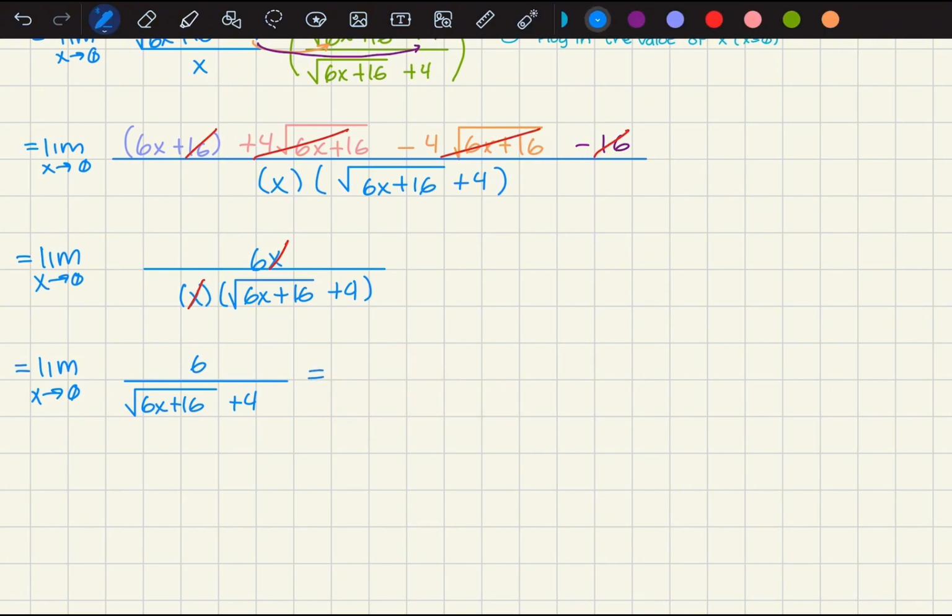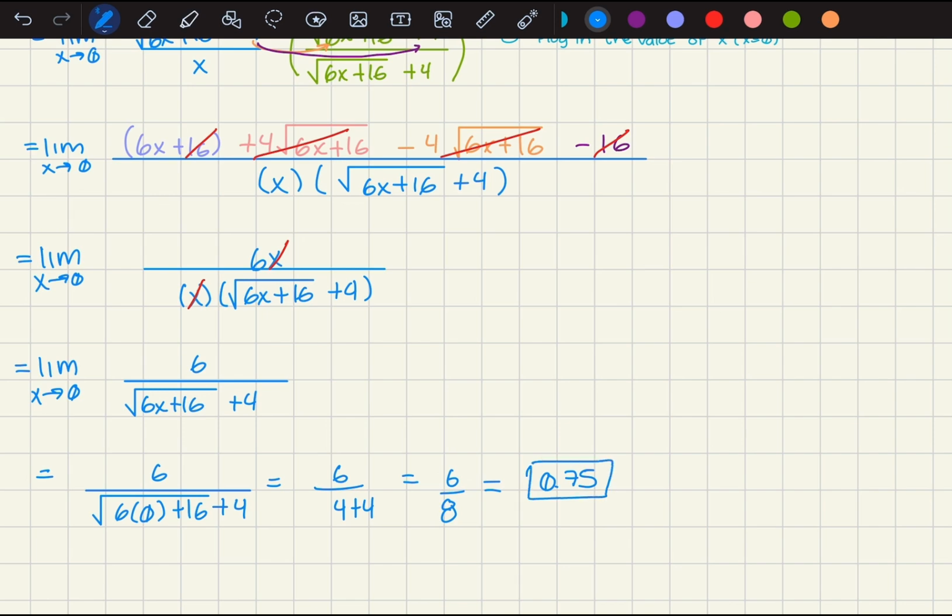So I'm going to write it down here. This time we don't need the limit, since we're just plugging in the 0. So it's going to be 6 over the square root of 6 times 0 plus 16, plus 4. And this is going to be 6 over, the square root of 6 times 0 plus 16 is 4, plus 4, which is equal to 6 over 8. And if we want decimals, it's going to be 0.75.